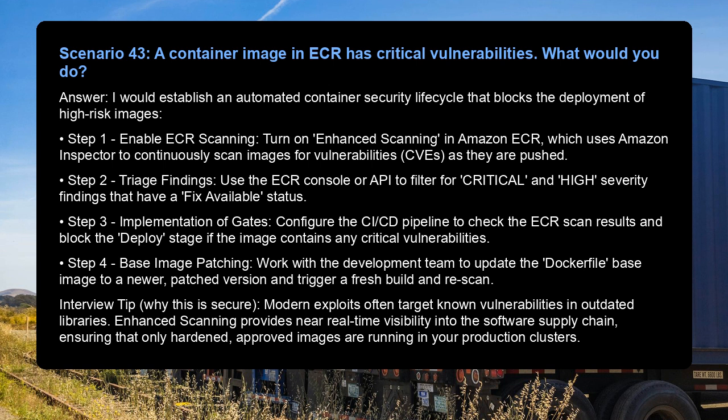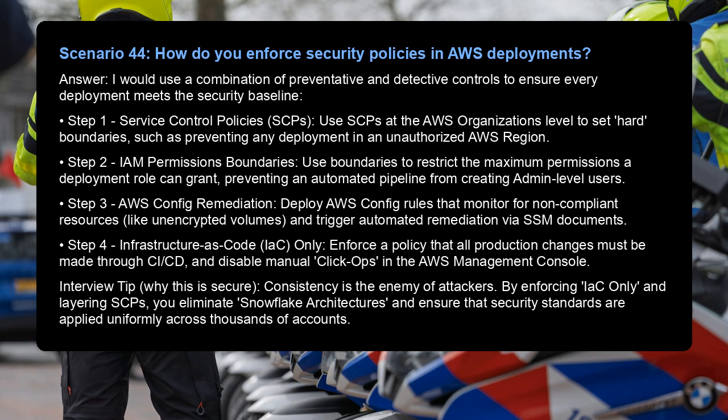Modern exploits often target known vulnerabilities in outdated libraries. Enhanced scanning provides near real-time visibility into the software supply chain, ensuring that only hardened, approved images are running in your production clusters. Scenario 44. How do you enforce security policies in AWS deployments? Answer: I would use a combination of preventative and detective controls to ensure every deployment meets the security baseline.